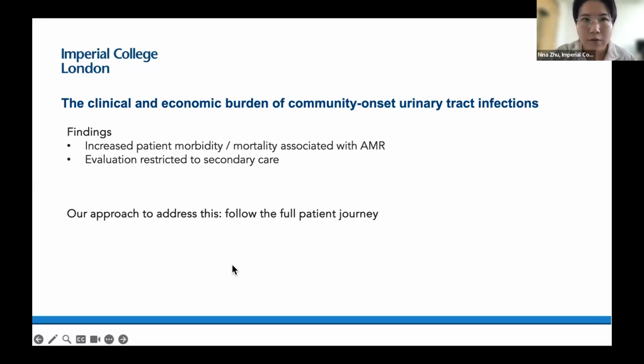So now I'm going to hand over to Emma, who's going to let you know more detail about this study. Great. Hi guys. Yeah, so we're sitting together in the room.